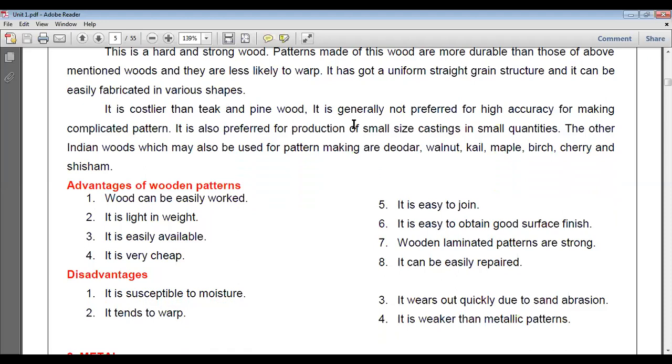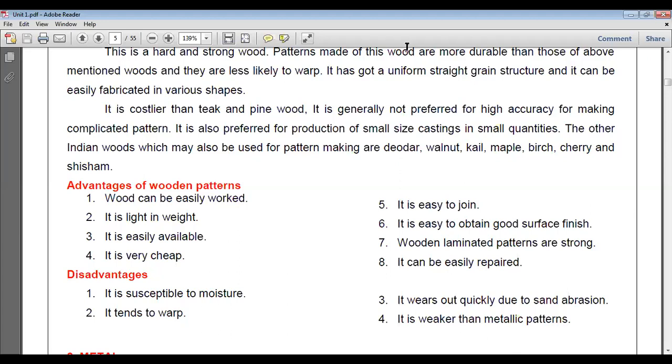They are very much exposed to moisture. When they are affected by moisture, they get distorted. Warps are there, knots are there. Wood wears out quickly from sand abrasion, and it is weaker than a metallic pattern. Obviously, they don't have as much strength as metals.